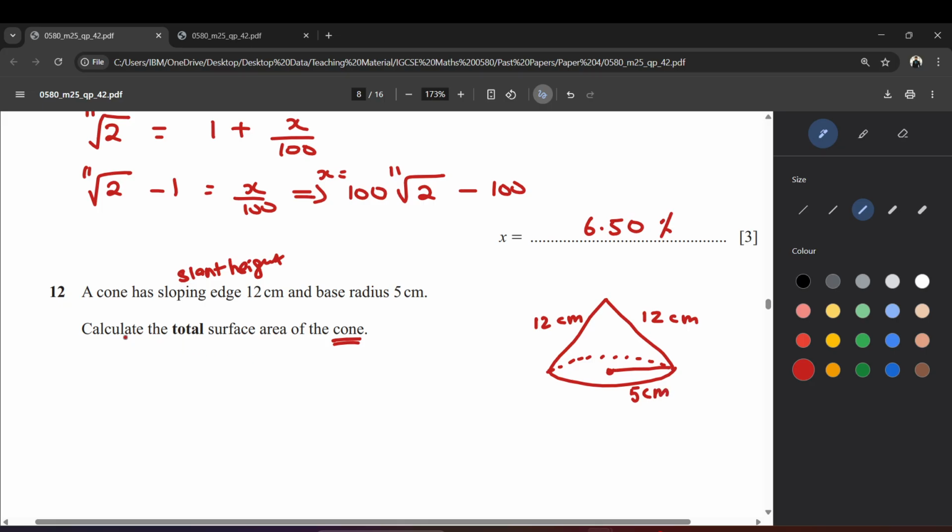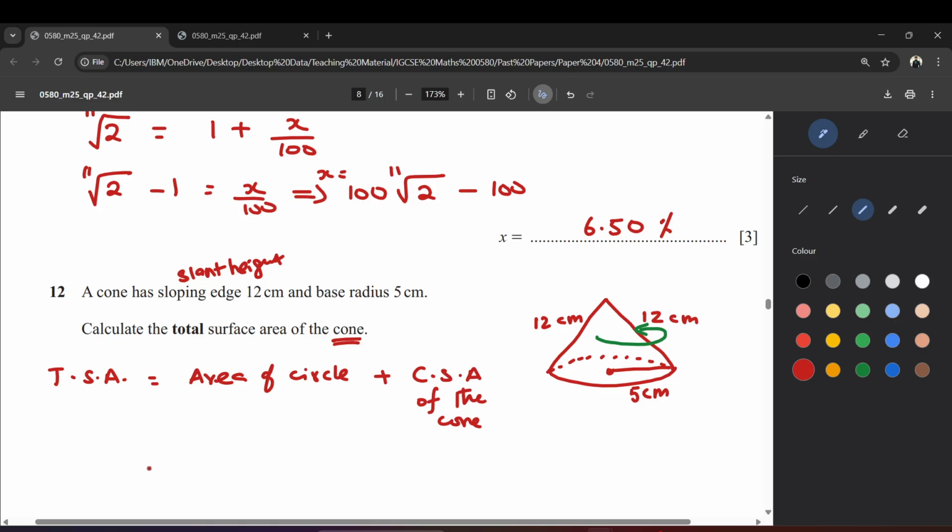Now it asks you to calculate the total surface area of the cone. Now you should see that the cone is made up of two parts. The first one is the curved surface area of the cone, right? The whole curved part. And the second one is the base, which is a circle. So there are two calculations that need to be done. So we'll say that total surface area is equal to area of circle plus curved surface area of the cone.